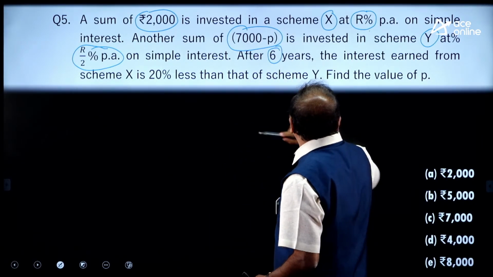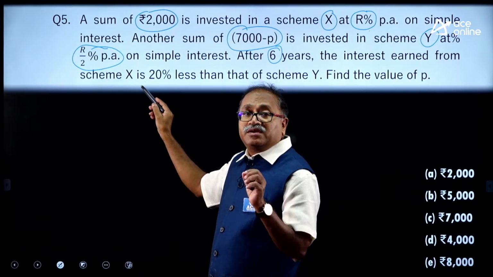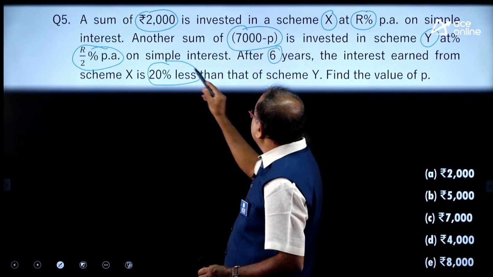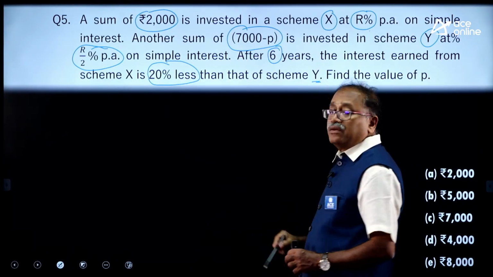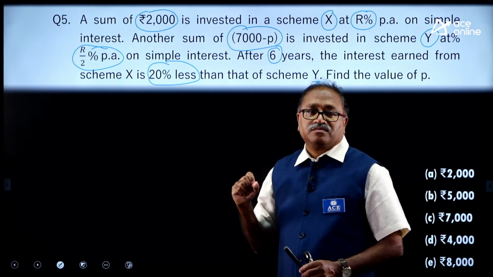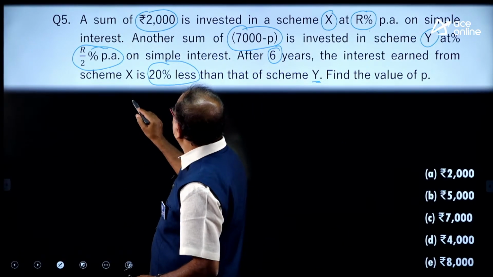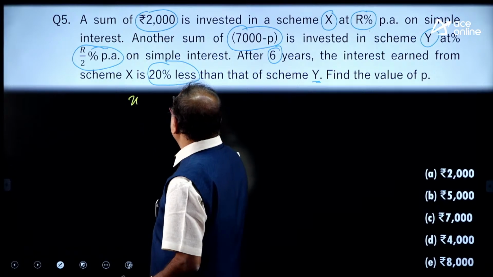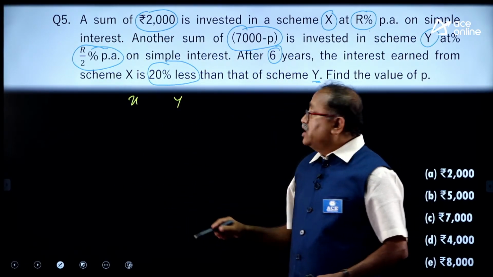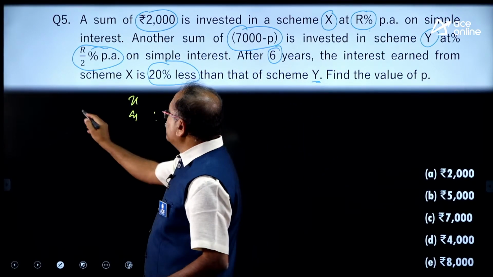After 6 years, the interest earned from scheme X is 20% less than that from scheme Y. That means we know the interest ratio. What is that interest ratio? We have two schemes X and Y. The interest of X is 20% less than Y. If Y is 100, this is 80, that means 4:5, and this is your interest ratio.